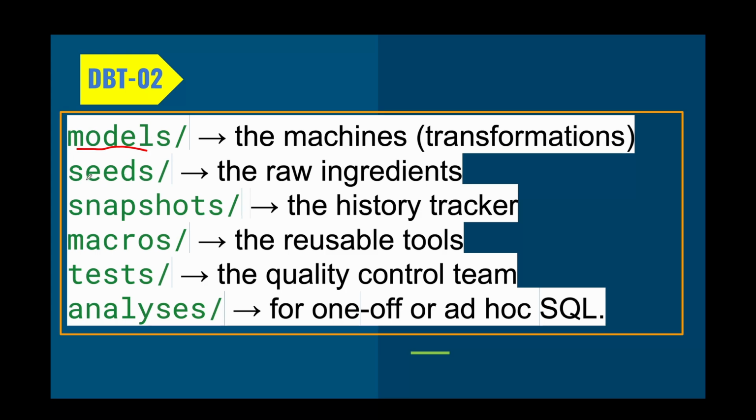Next is the seeds folder. Seed folders are used for keeping the raw files. Suppose you have some CSV file, any small file from which you want to create some table, so we use the seeds folder. Next is snapshots. When we create some kind of snapshot, or you can say SCD2 type of table, in that case we keep the queries inside the snapshot folder.